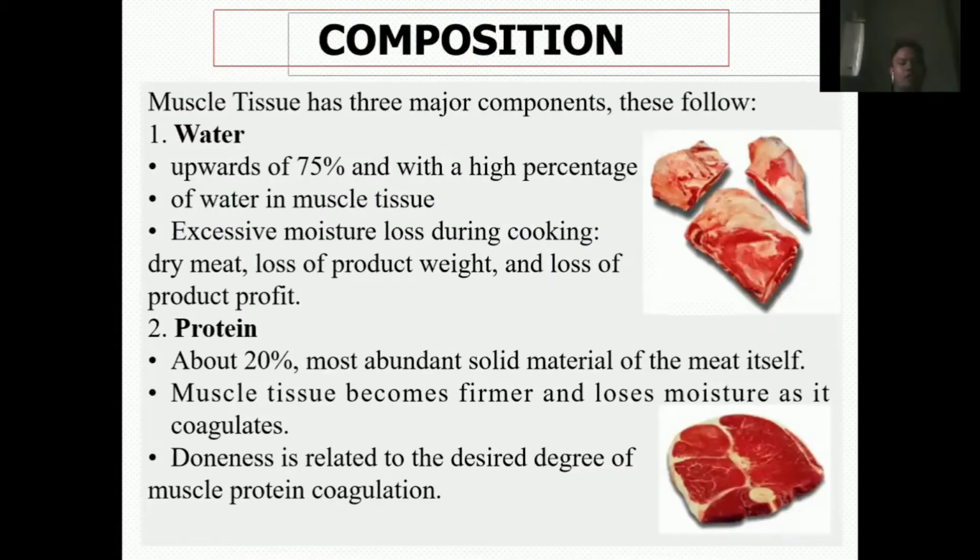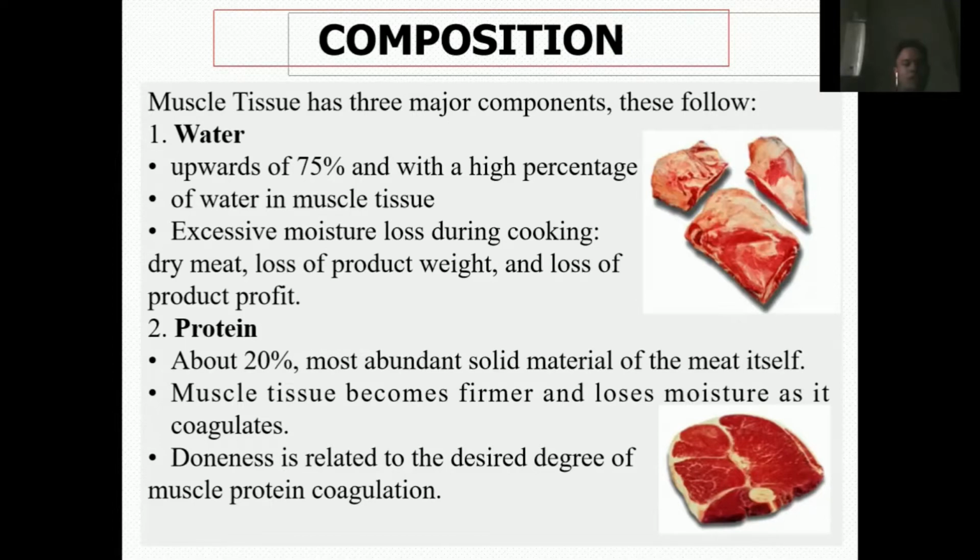First, I'm going to discuss the composition. The composition has three major components of muscle tissue. First is water. The water makes up upwards of 75%. With the high percentage of water in muscle tissue, it explains the challenge of shrinkage during cooking.